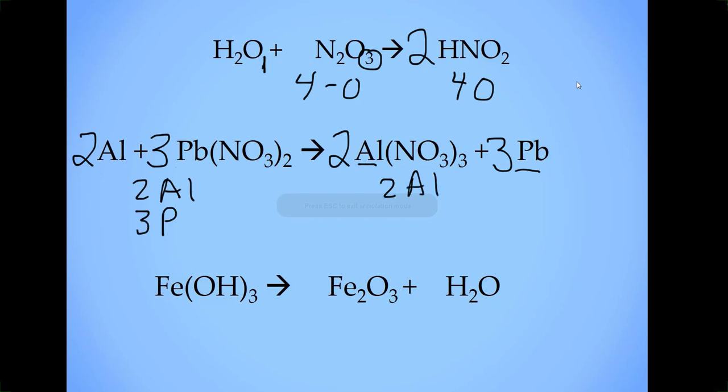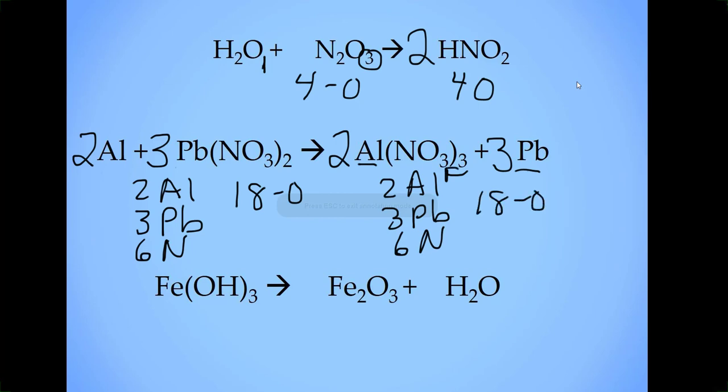All right, so 2 aluminums on each side, 3 leads on each side. I have 2 times 1 nitrogen, which is 2, and then times 3, I have 6 Ns on this side. And here I have 3 times N times 2, I have 6 Ns. And let's go to oxygen. I have 2 times 3, I have 6 oxygens times 3, I have 18 oxygens. Woohoo! And over here, I have 3 times 3, I have 9 times 2, I have 18 oxygens. So this is balanced. Let's look at our very last one here.